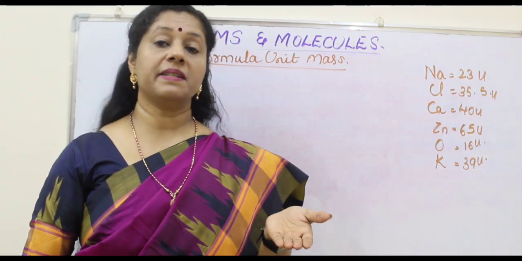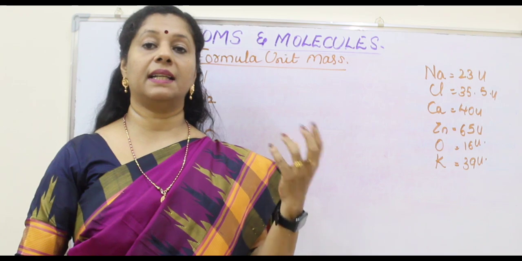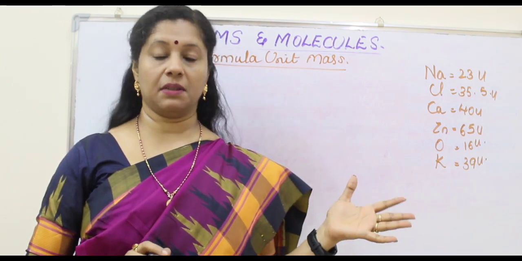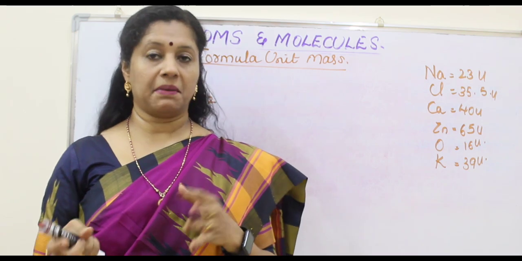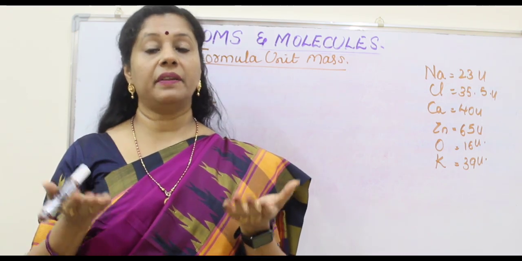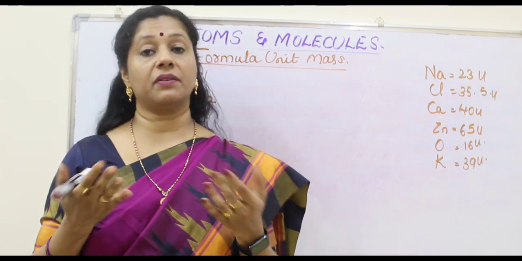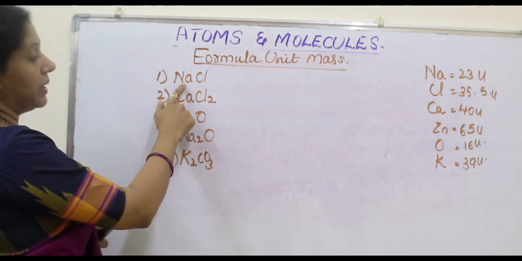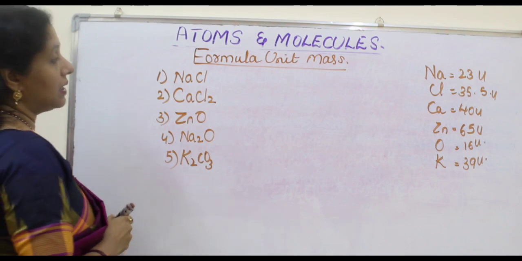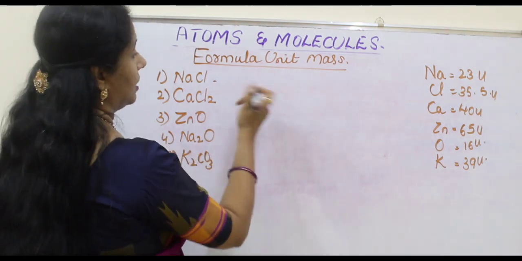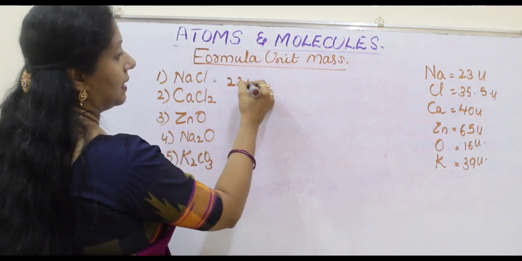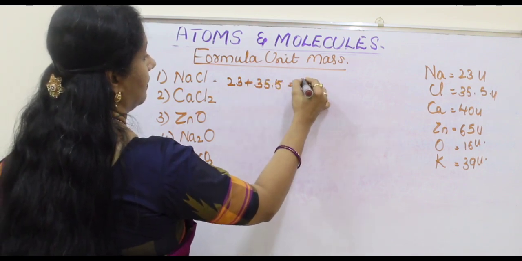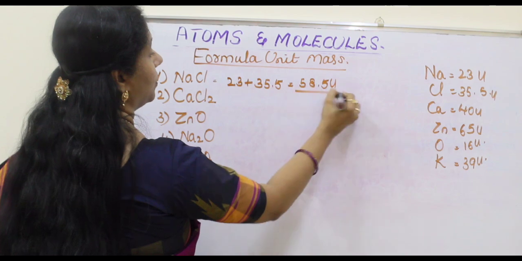See, for ionic compounds, if you calculate their total mass, then that is called the formula unit mass. The way of calculation is the same as molecular mass, but here it is an ionic compound. So we just have to add the atomic masses of the elements forming the ions present in it. For example, here a sodium ion and a chloride ion. Sodium is 23 plus chlorine is 35.5. So what will we get? 58.5U.